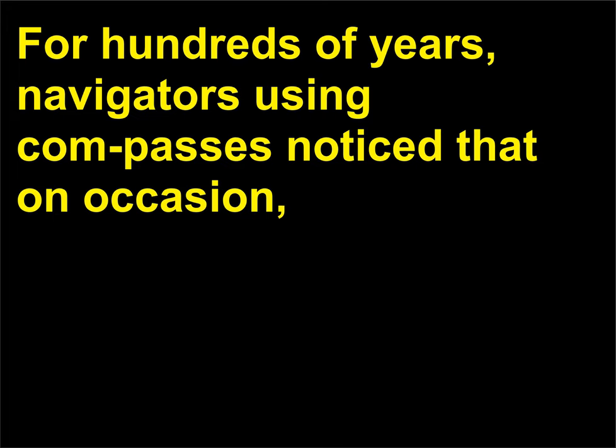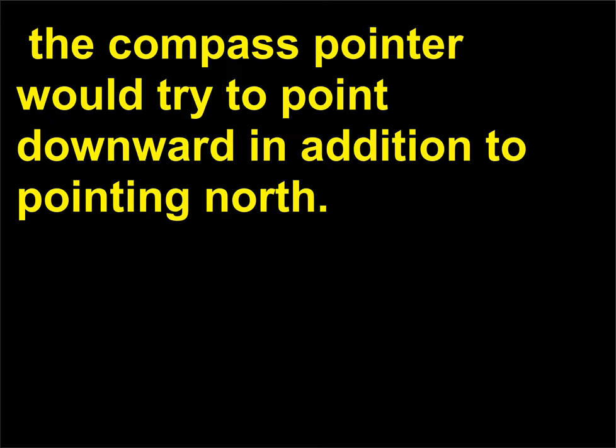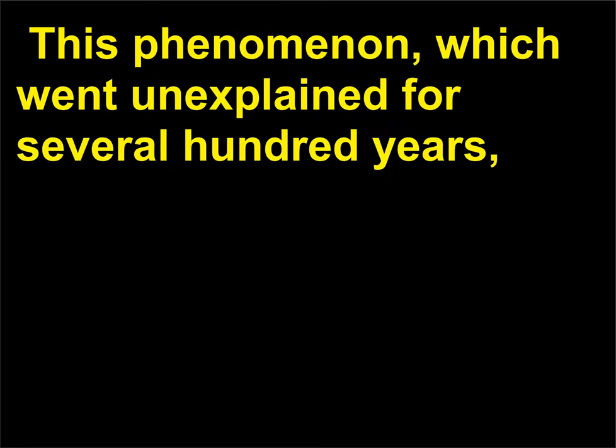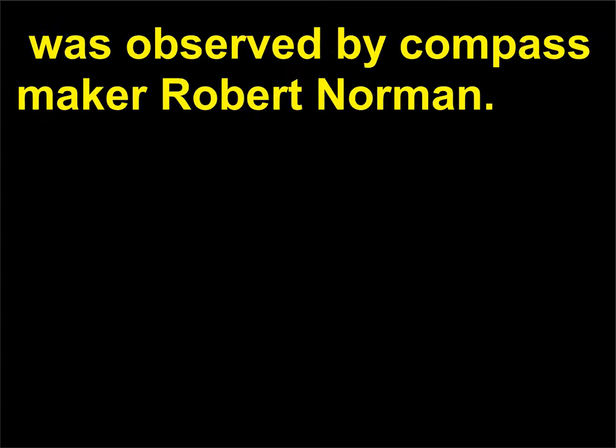For hundreds of years, navigators using compasses noticed that on occasion, the compass pointer would try to point downward in addition to pointing north. This phenomenon, which went unexplained for several hundred years, was observed by compass maker Robert Norman.